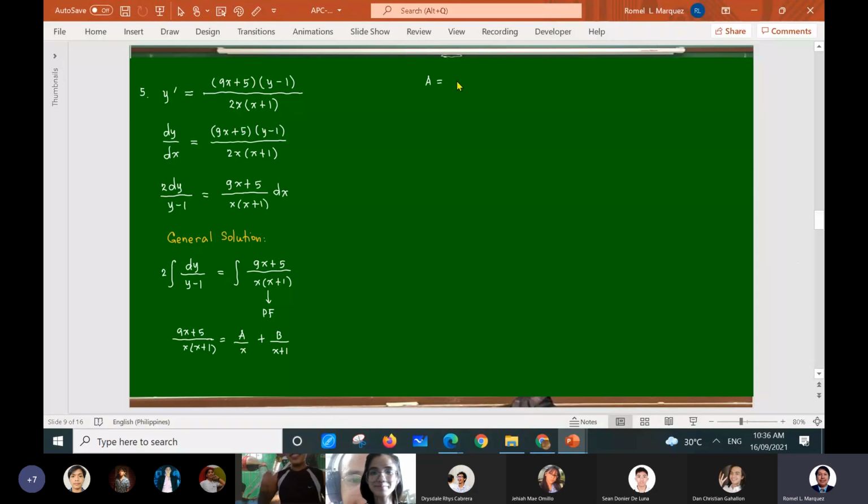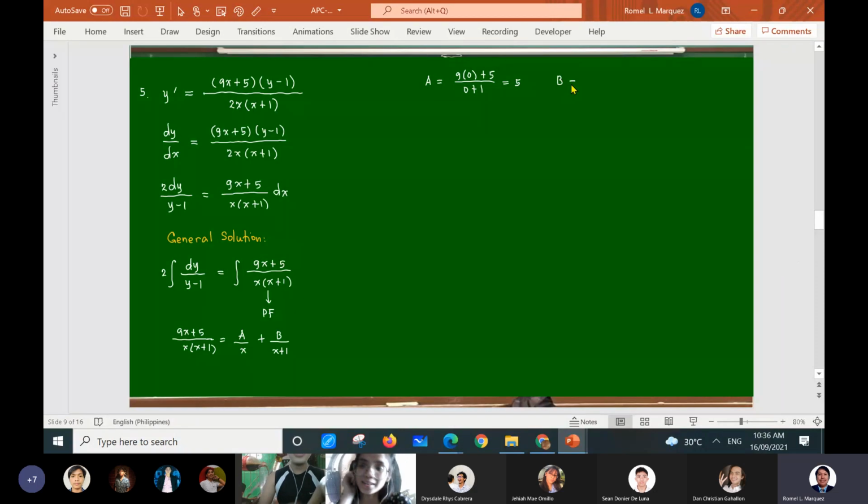And then remove the factor in the denominator that is becoming 0, because I'm trying to have 0 for x. That is a technique. So 9 times 0 plus 5 all over, I will remove x, 0 plus 1. So that's the value of A. Okay, guys? So that you can easily get the value of A fast.